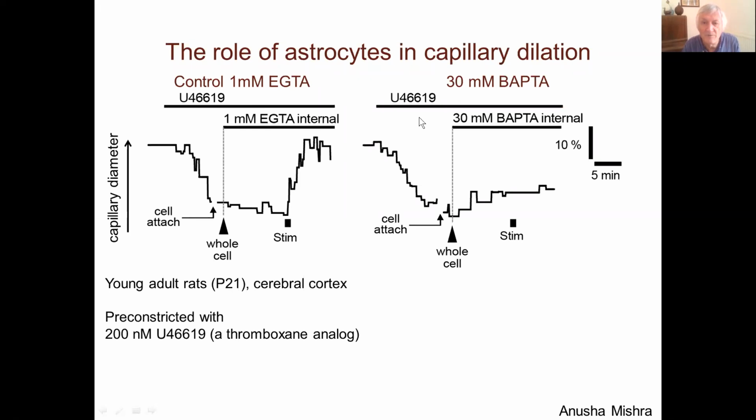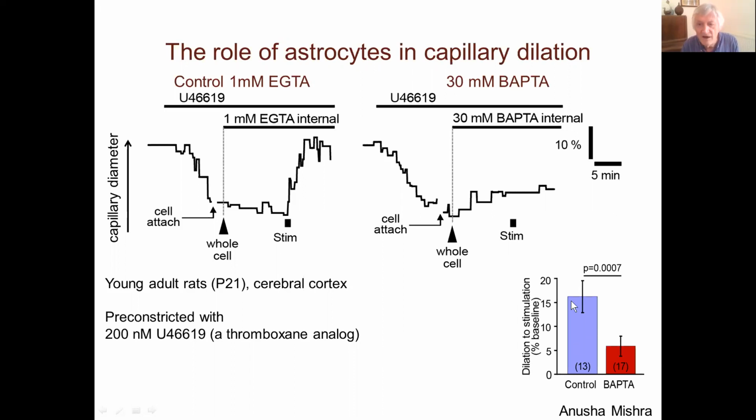Then you can do the experiment again, exactly the same, except with a high concentration of a fast calcium buffer going into the astrocyte. And in this very carefully chosen example, when you stimulate the axons, then you get absolutely no dilation produced of the capillary. And if you do this over and over, in lots of vessels, you find that on average, having BAPTA inside the astrocyte network reduces the dilation by about 70%, something like that.